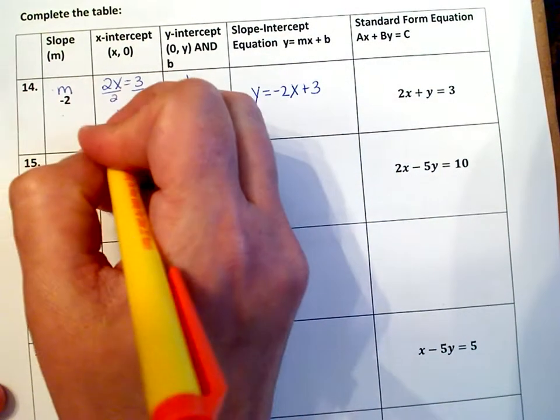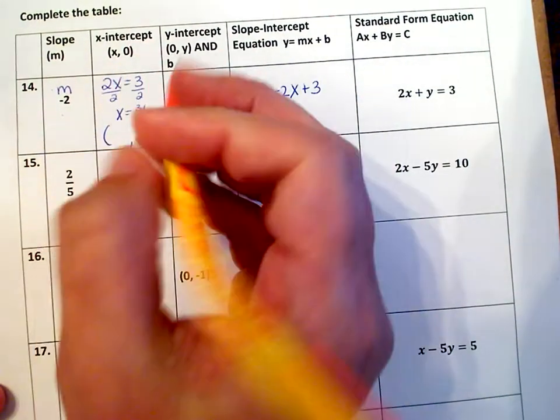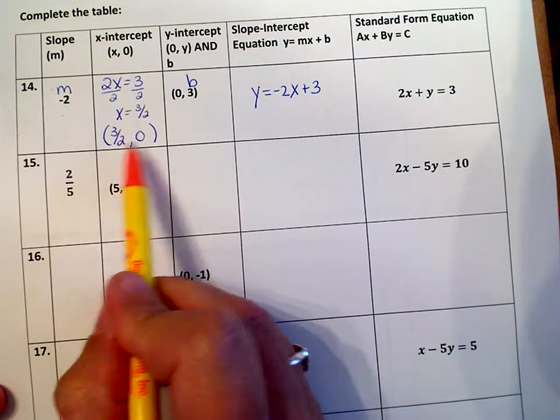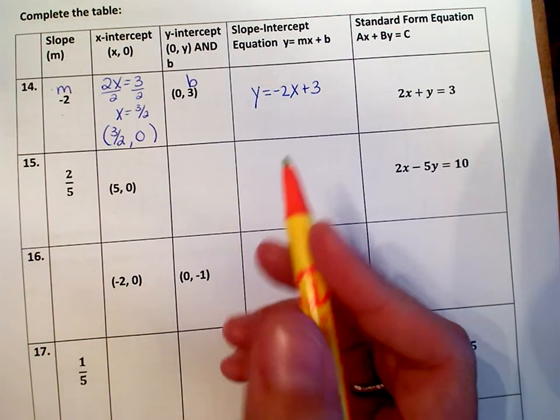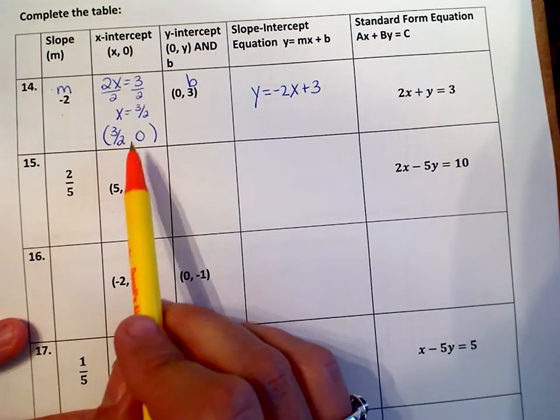So to write that as a coordinate, because remember a coordinate is how we're going to write our x-intercept, we're going to say (3/2, 0). Make sure you put parentheses around your coordinate. Don't leave those off. If you leave those off, it's just two numbers with a comma between them. It's not a coordinate.